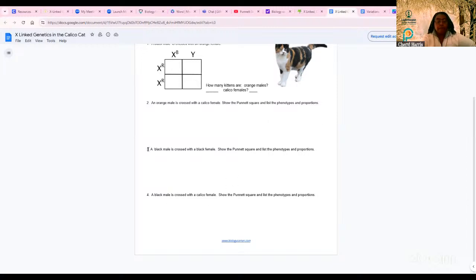Question number 3, the same thing. All of them say draw the Punnett square based on the information that they give you, and then draw a Punnett square and list the phenotype and proportions.